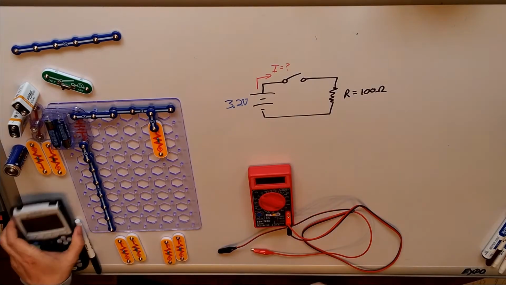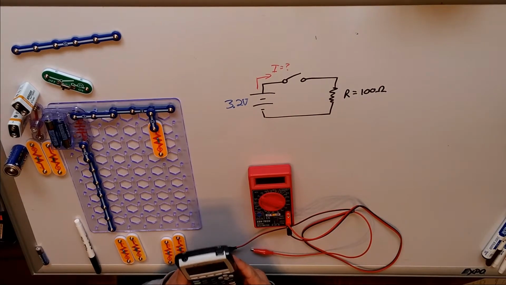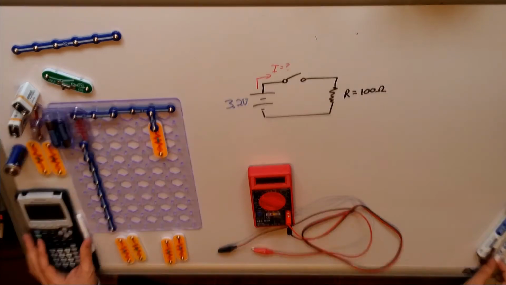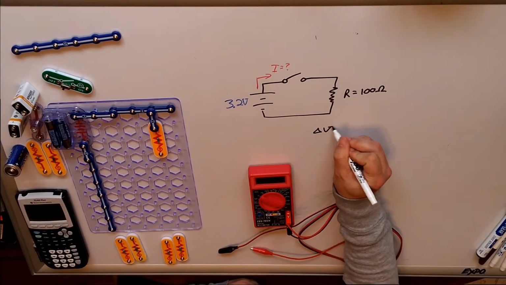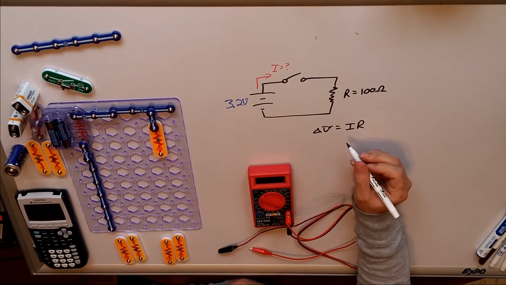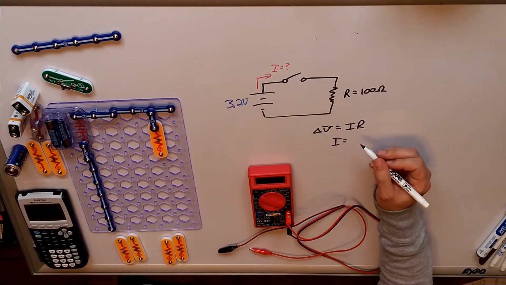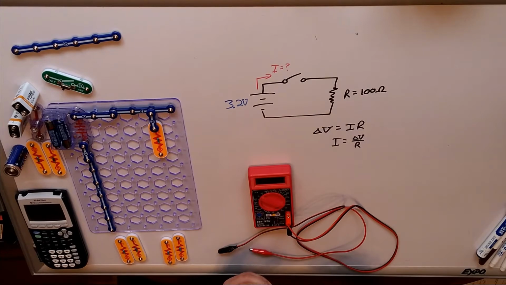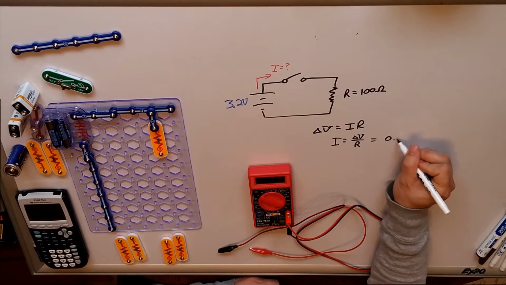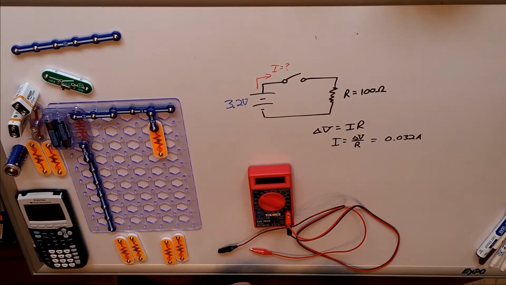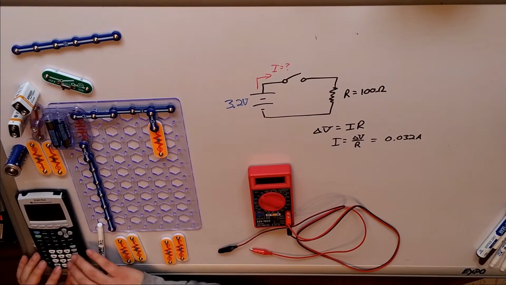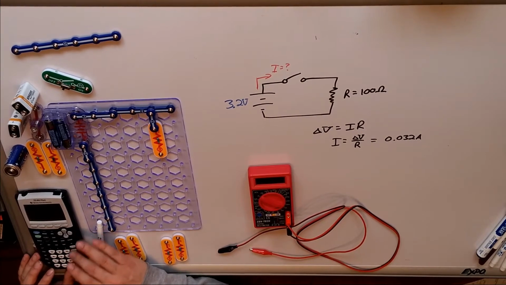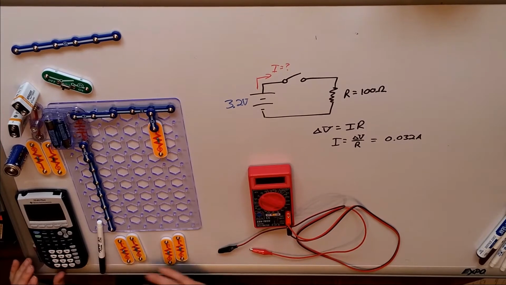In fact, we know Ohm's law. Why don't we check? So I'd take 3.2 volts. Just as a quick reminder, we would have delta V equals IR. So if I want to find my current, it'll show up just like it does on the AP exam equation sheet as delta V divided by R. Divide both sides by R to get I by itself. So I would take 3.2 divided by 100, and I'd end up with 0.032 amp, which is about 32 milliamps.